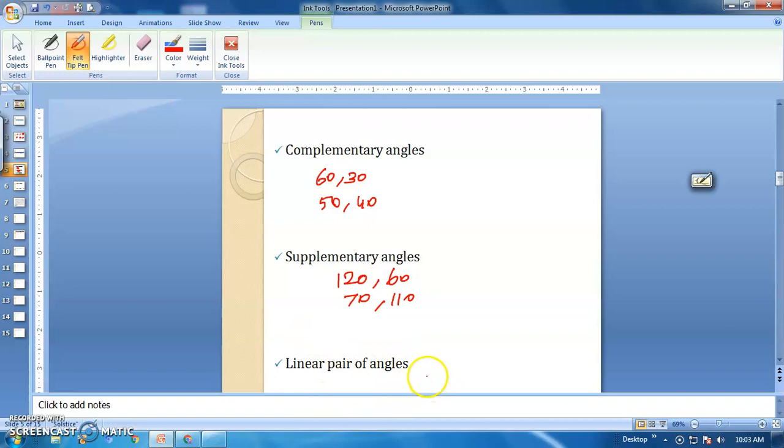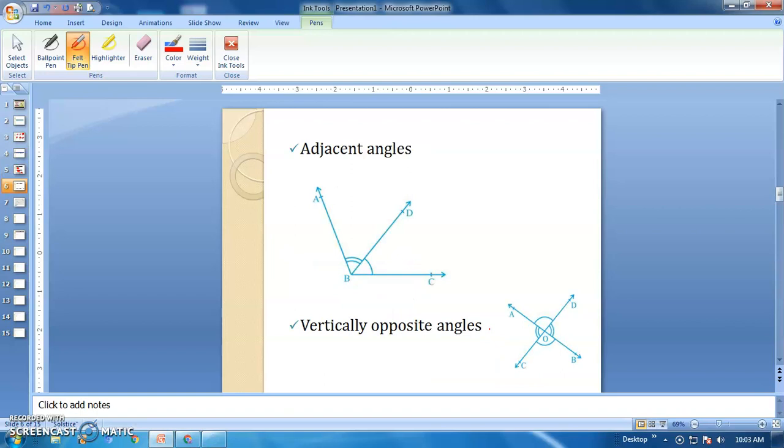And linear pair of angles, that is a straight line. If a straight line is divided like this or in any other way, the sum of the two angles equals 180 degrees. These two angles are said to be a linear pair. The angles may divide the straight line into equal parts or any other parts. So supplementary angles and linear pair of angles are almost the same. And adjacent angles: two angles are said to be adjacent when they have a common vertex. Here this angle and this angle both have the common vertex B. Therefore these two angles are adjacent angles.